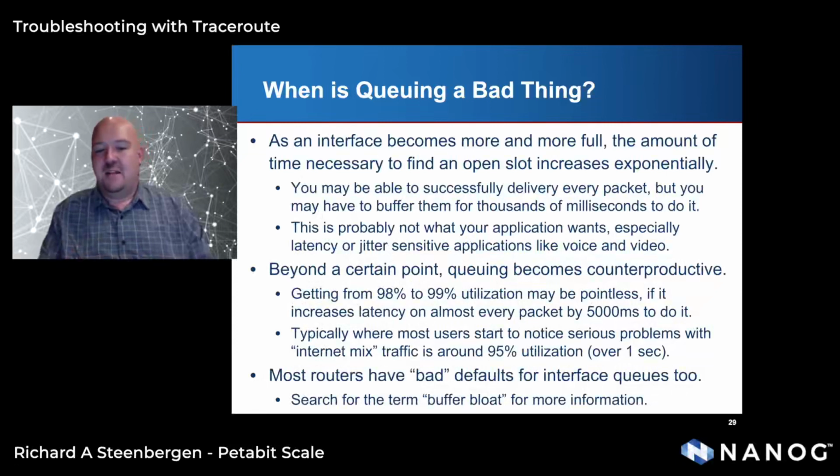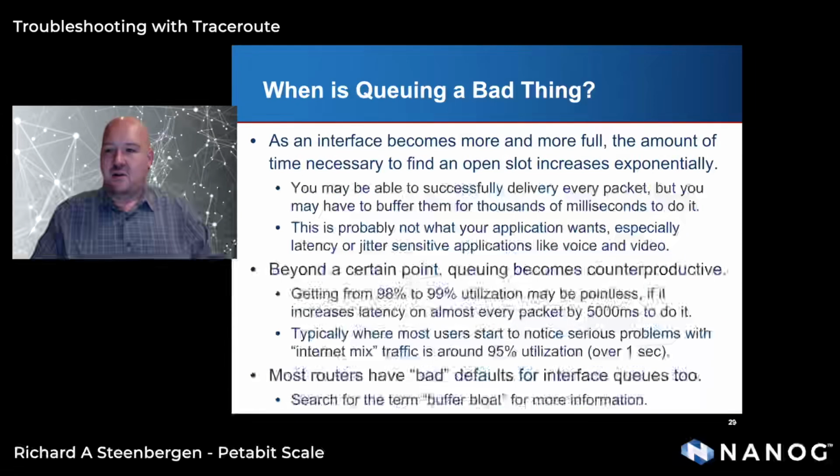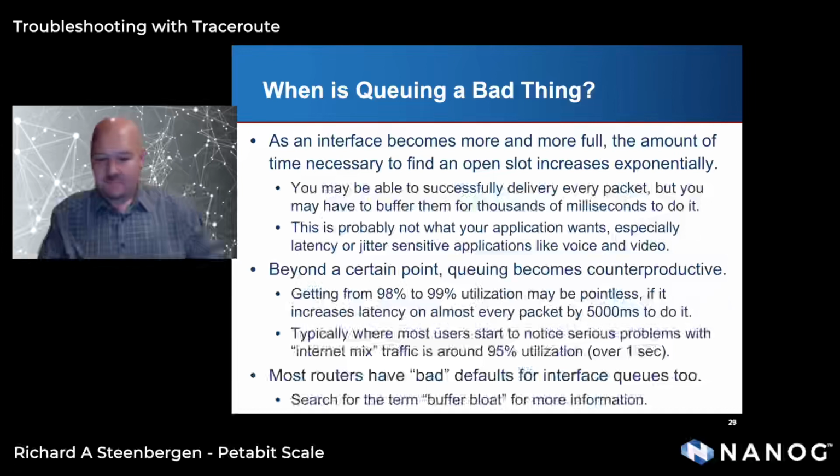So yeah, like I said, getting from 98 to 99% utilization, if you had to queue every packet by 5,000 milliseconds to do it, you probably don't want to do it. So as a rule, what tends to be noticeable if you look at it on a 1 second average is most users start to notice a serious problem at around 95% utilization. So you really want to keep it below that level because at that point it's become bad for everyone.